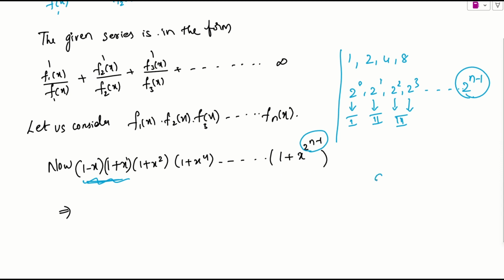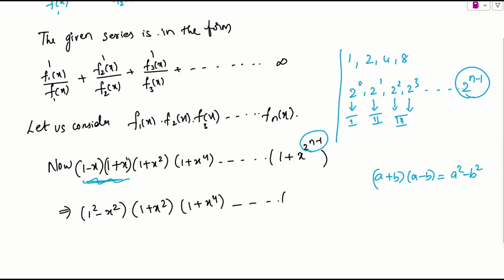This is in the form of (a plus b) times (a minus b). What is the formula for (a plus b) into (a minus b)? a square minus b square. I will be applying the same formula here. This is a square minus b square into, the second term will be as it is. Agree? The third term will be as it is.